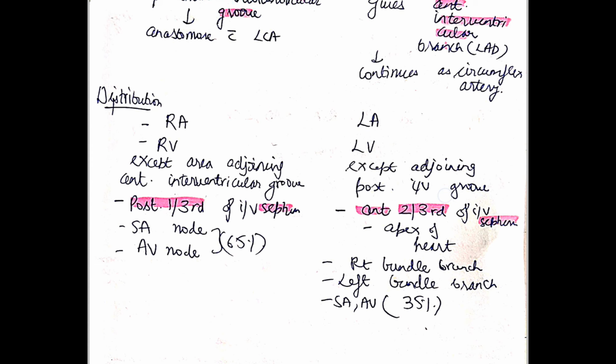And in 35% of individuals, the SA node and AV node are supplied by the left. So if we talk about the right atrium, right ventricle, posterior interventricular septum, SA node and AV node, these are supplied by the right. And the anterior interventricular septum, apex, bundle branches, left atrium and left ventricle are supplied by the left coronary artery.